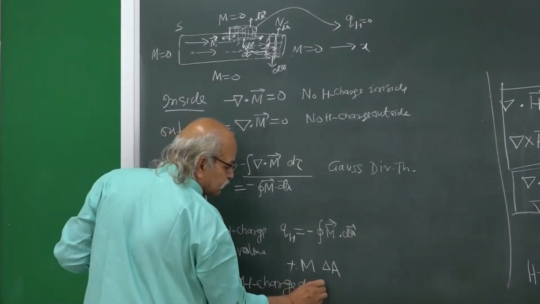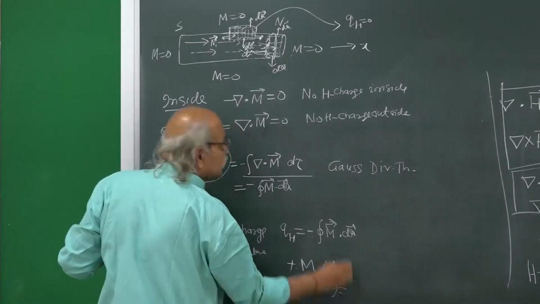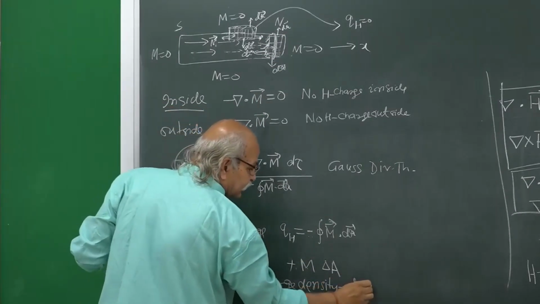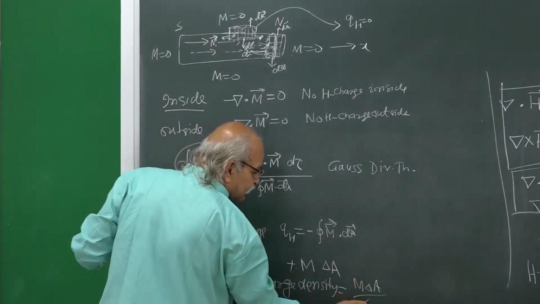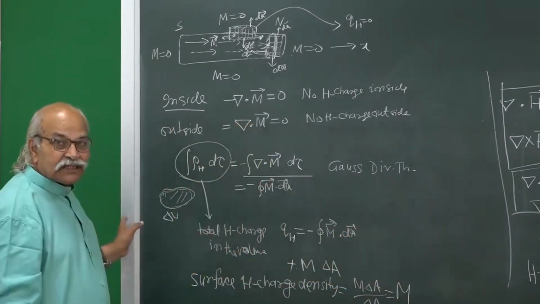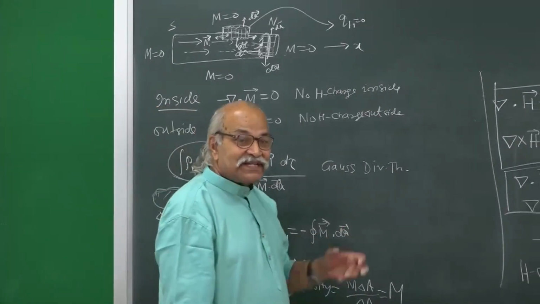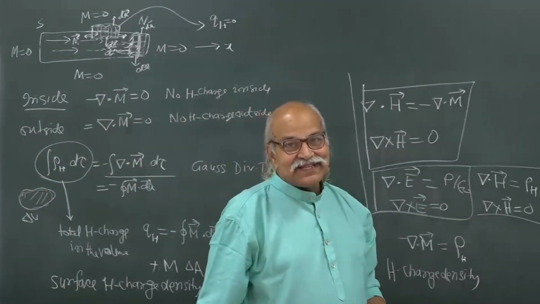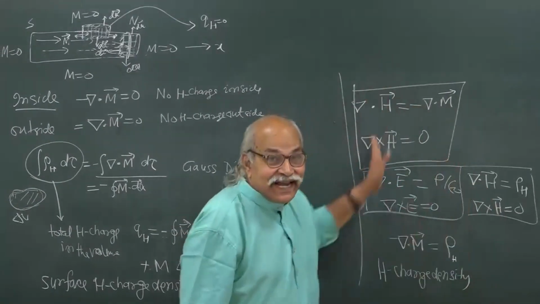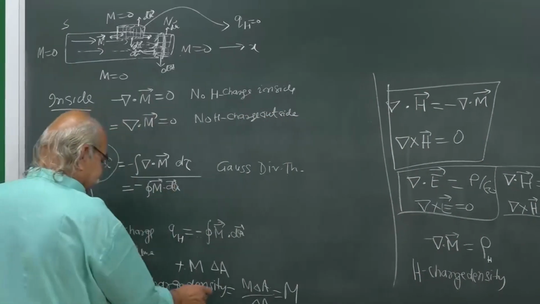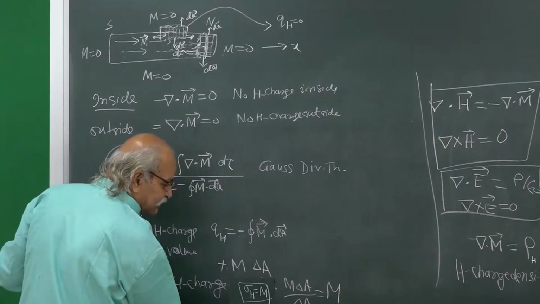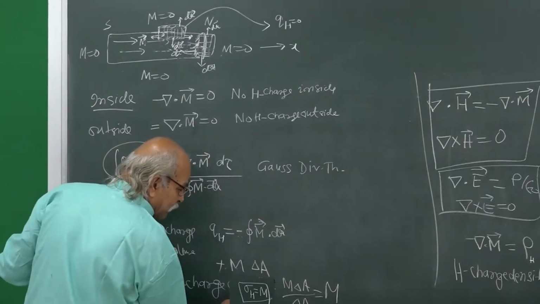And how much is that? The charge here on this surface is this m times delta A, and divided by delta A is the density, so m. So this magnetization m itself is the surface charge density at this end. You can write that as sigma h. Sigma is surface charge density, that is m.